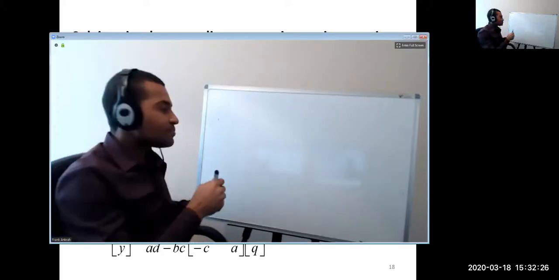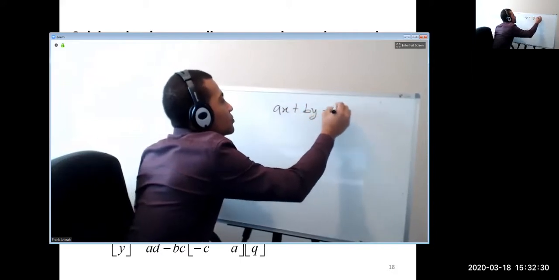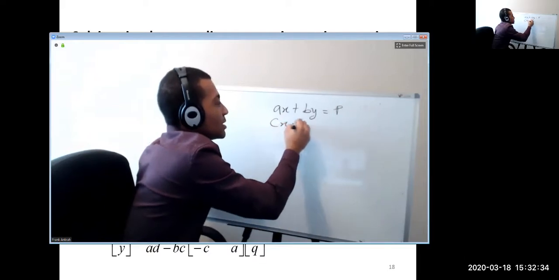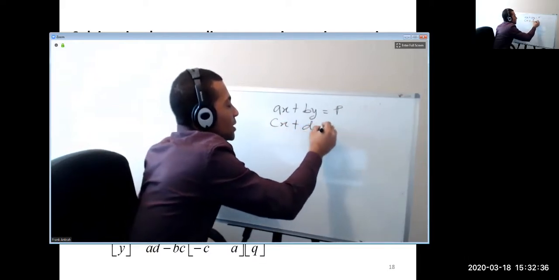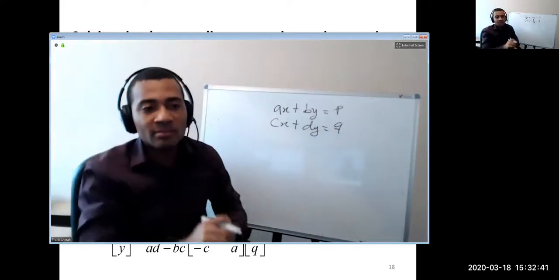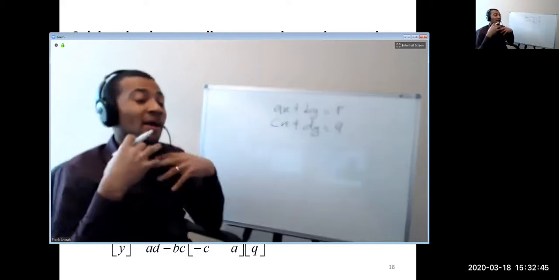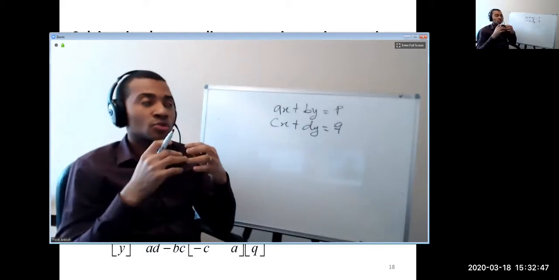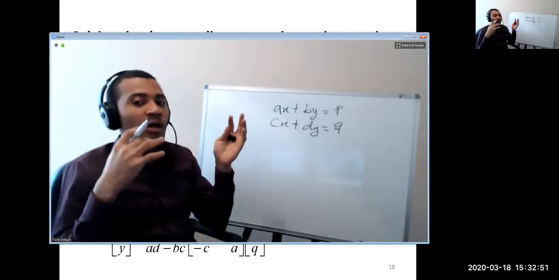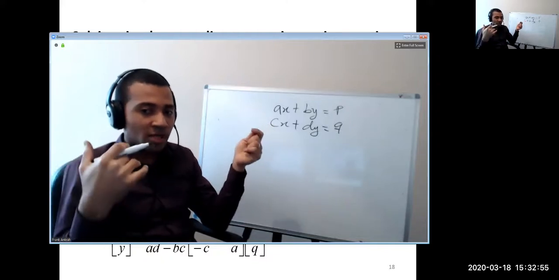So we're saying you have ax plus by equals p. And then the next one is cx plus dy equals q. Now, this is a simultaneous equation, and you could work it out simultaneously. But in the context of matrices, you could convert the simultaneous equation into a matrix and solve it. So that's what we're trying to show you here.